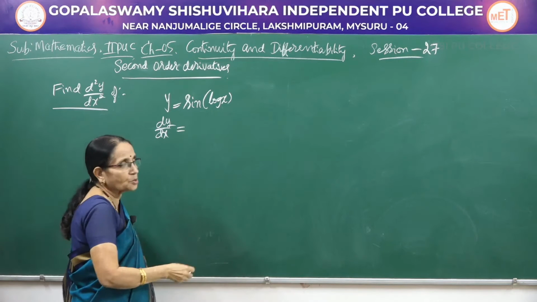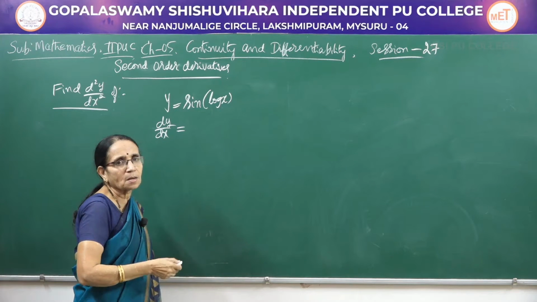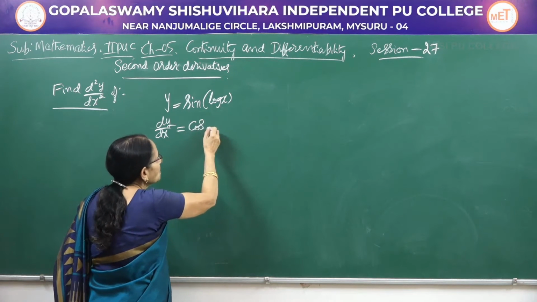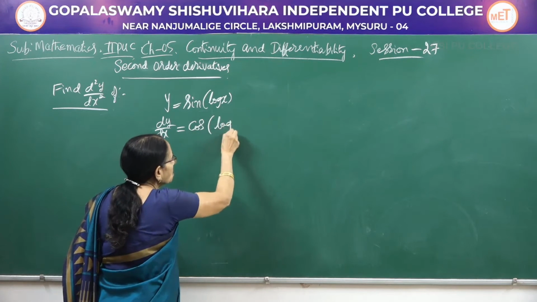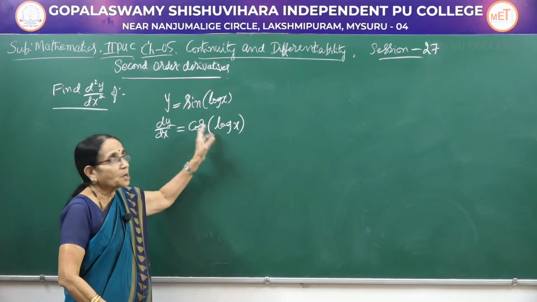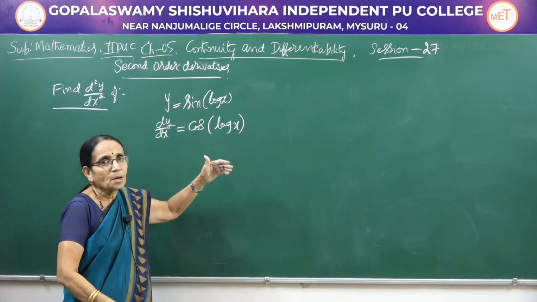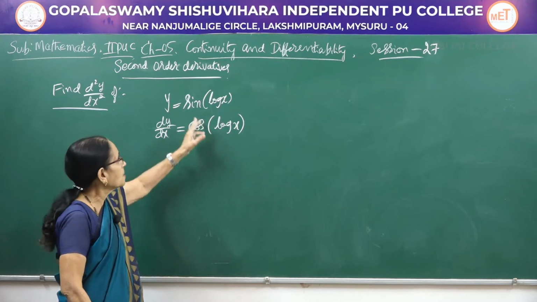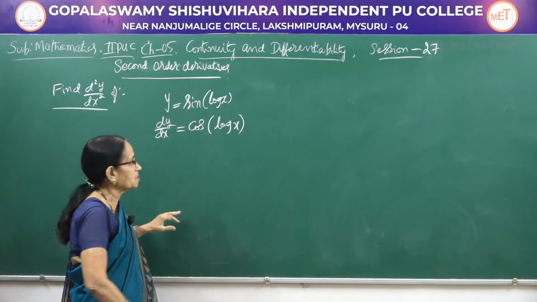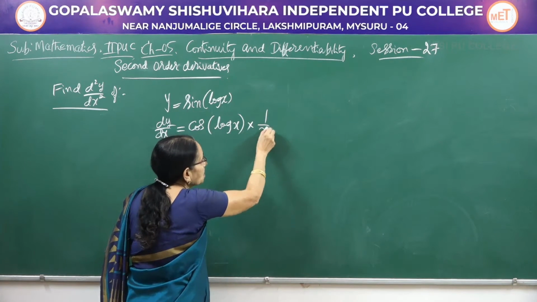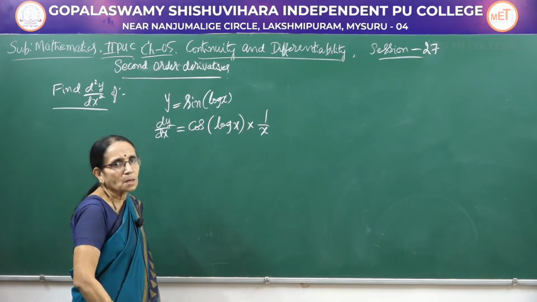So, dy by dx equals sin of anything. Sin of x will become cos of x. Therefore, I have cos of log x. Don't differentiate both of them together, sin as cos and log x as 1 by x. It is not correct. You have to differentiate one by one. We have learnt about that. So, sin log x becomes cos log x into, log x has the derivative 1 by x.